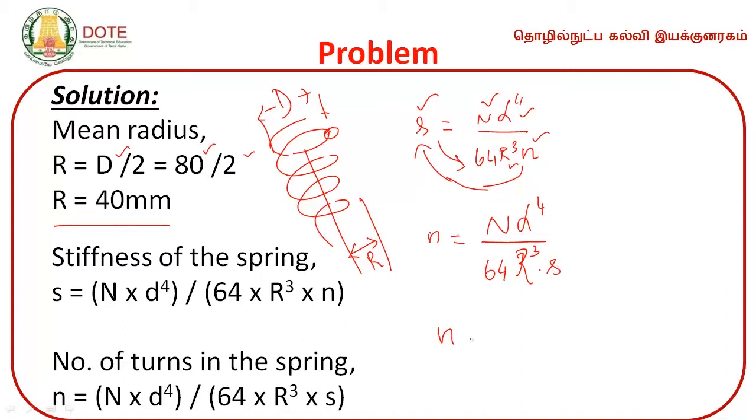What is the unit for n? n க்கு வந்து யூனிட் கிடையாது. It is in terms of numbers only. It is a numerical value. So we go to find the n.